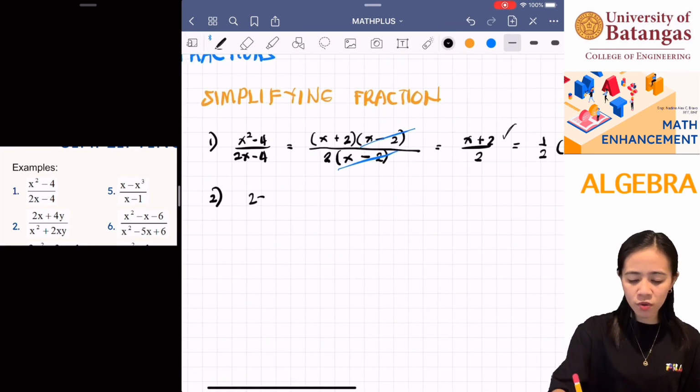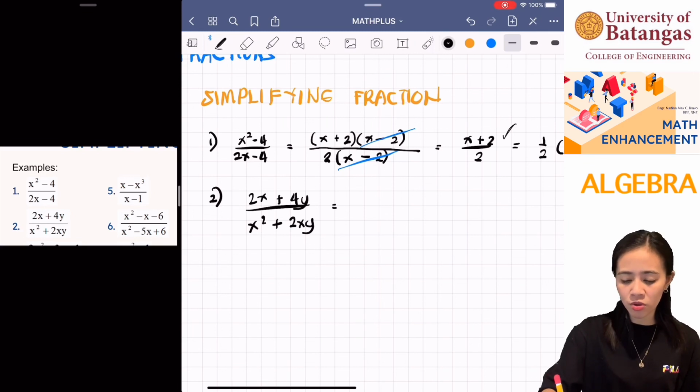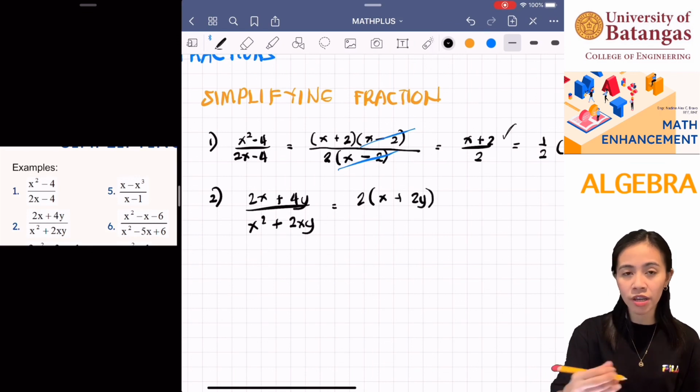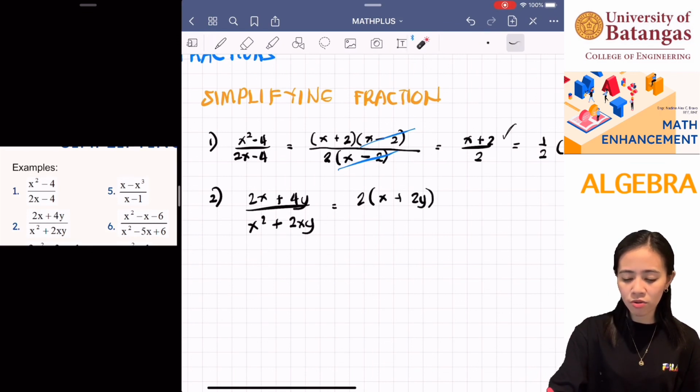You have there 2x plus 4y all over x squared plus 2xy. Okay? So, obviously, in the numerator, common si 2. So, I'll factor that out. I'll be having that as x plus 2y. Diba? I-divide nyo lang. 2x divide 2. So, you get x. 4y divide 2. So, you get 2y. Okay?